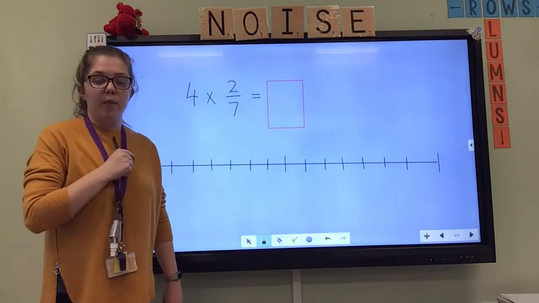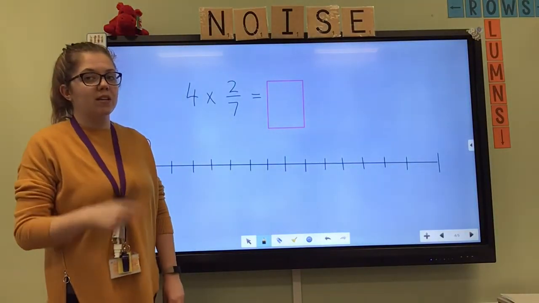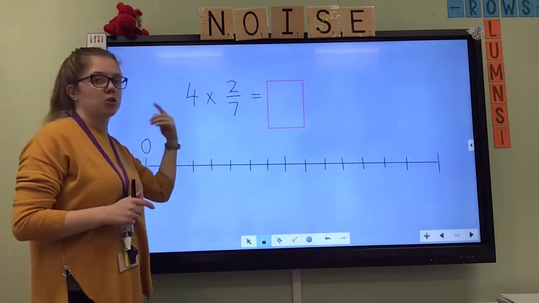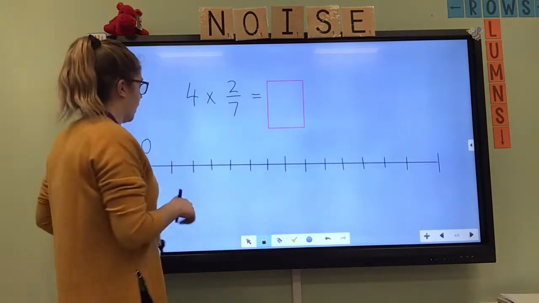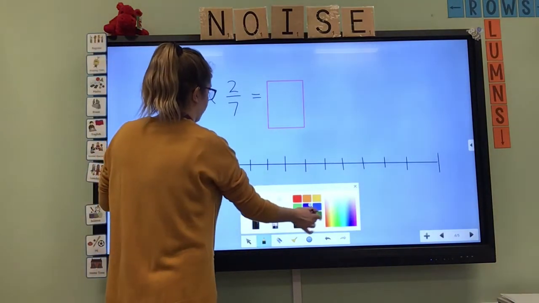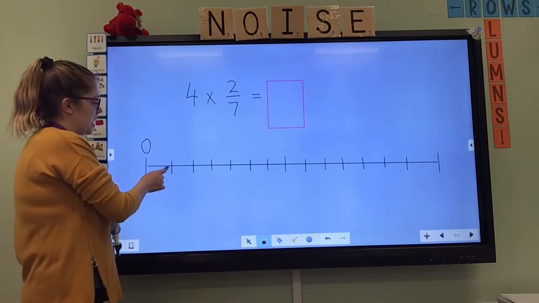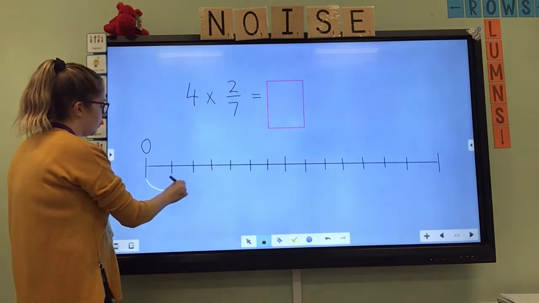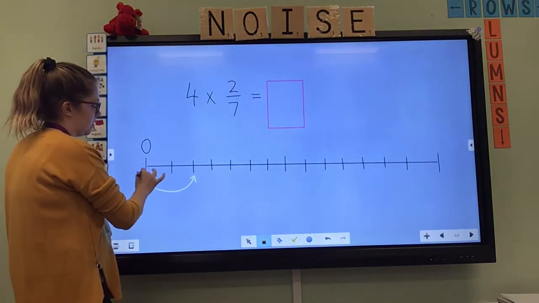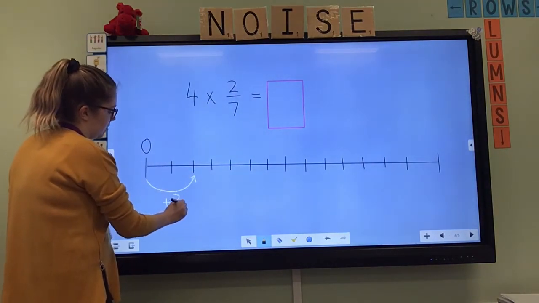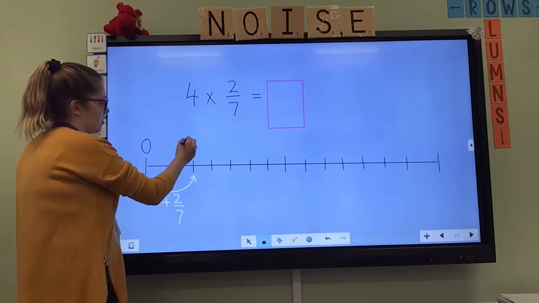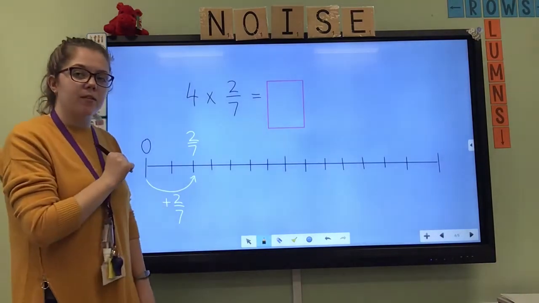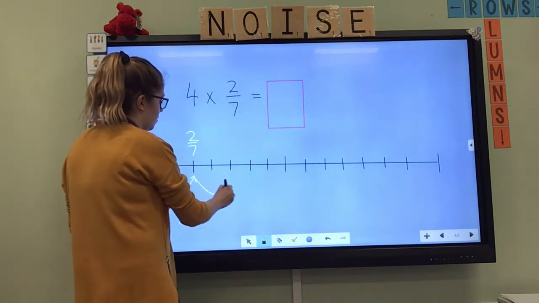So we can use a number line to help us with this question because repeated addition is just counting up using our fraction. But this time we're counting up in 2/7 instead of 1 or whatever. So got a number line here, and we can imagine that each little line is a 7th. So if we're adding on 2/7 each time, we need to jump 2 spaces, 1, 2. So we've added 2/7 there. 0 add 2/7 is going to be 2/7, isn't it? What's going to come next? 2/7 add on another 2/7. What's that going to be?